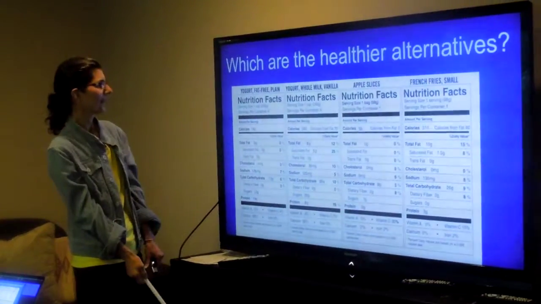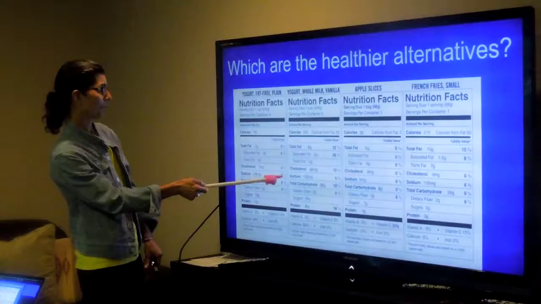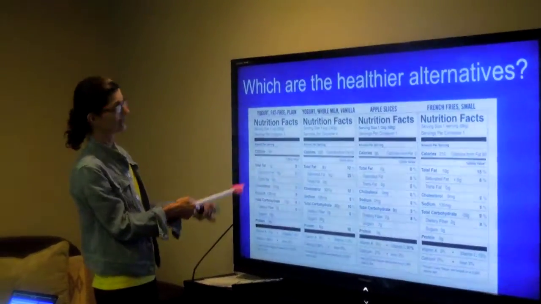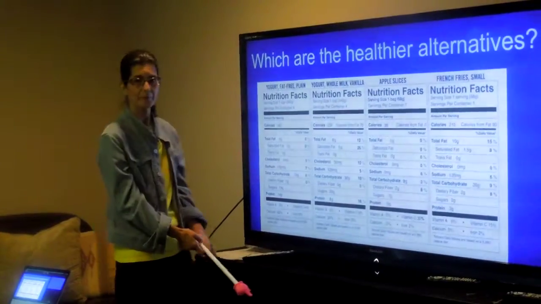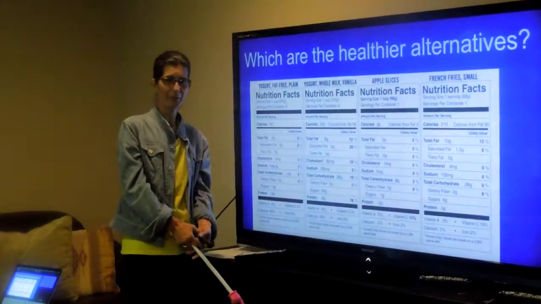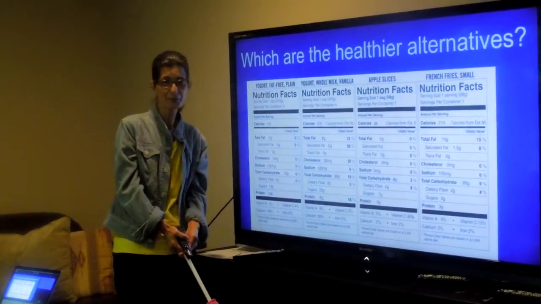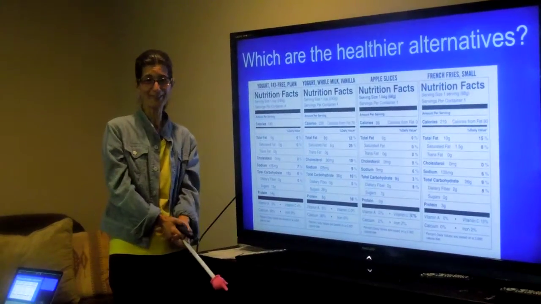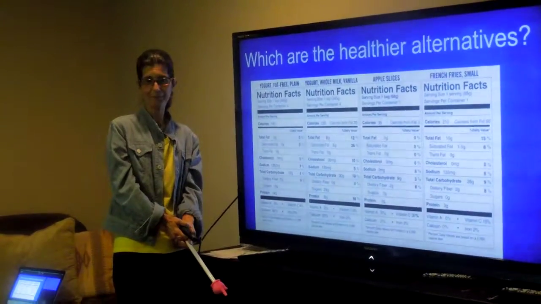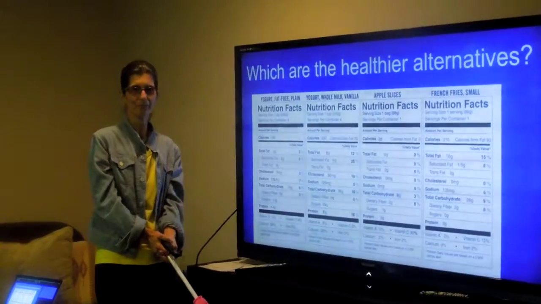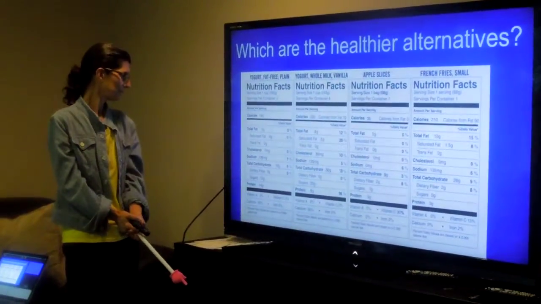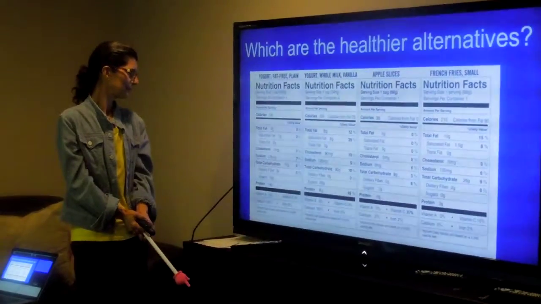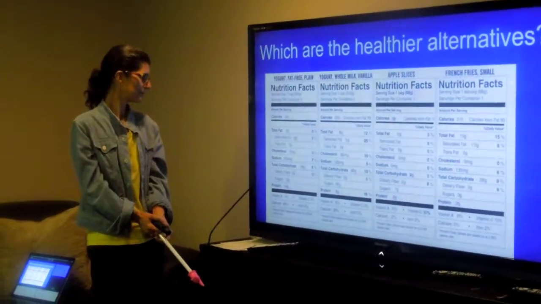Okay. And if we look at the vanilla yogurt, obviously the plain is a lot better. Rita, do you have a comment? Please feel free to share with the class. I was just looking at the fat-free plain yogurt versus the whole yogurt, and I see that the sodium is lowered on the whole yogurt as opposed to the fat-free plain yogurt.